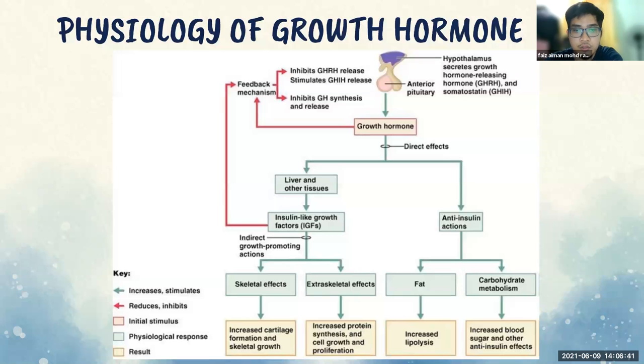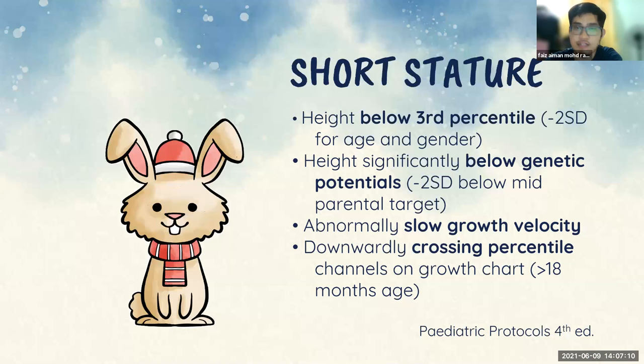Growth hormone also has anti-insulin actions on fat, which increase lipolysis, and on carbohydrate metabolism, where it increases blood sugar, along with other anti-insulin effects. Both growth hormone and insulin-like growth factor have a feedback mechanism that inhibits GHRH release and stimulates GHIH release, as well as inhibits GH synthesis and release. Okay, so next let's go to short stature.